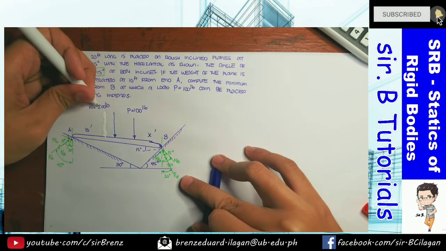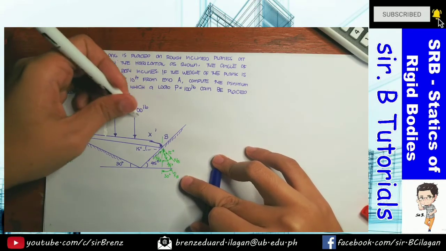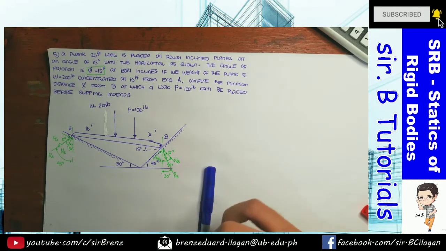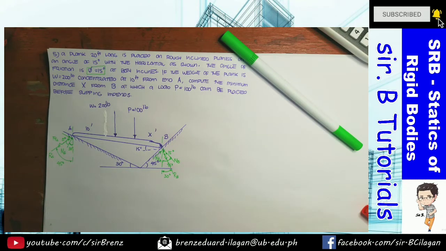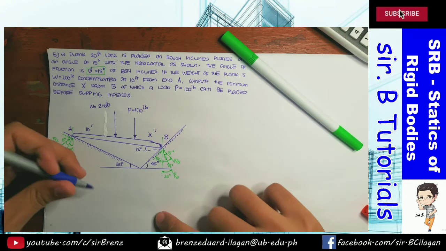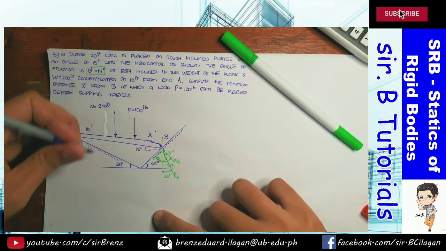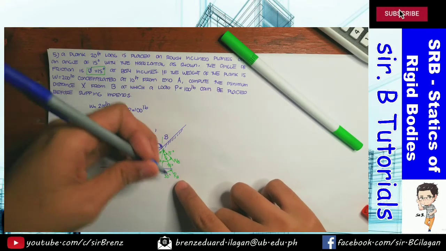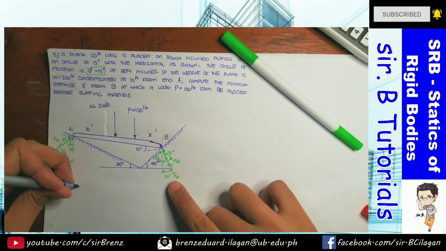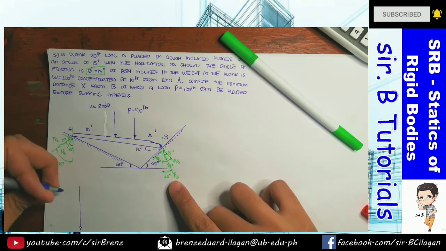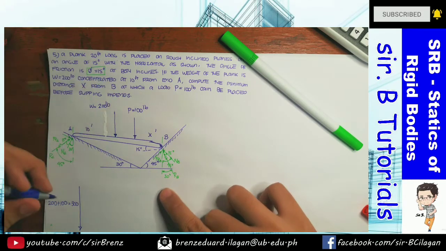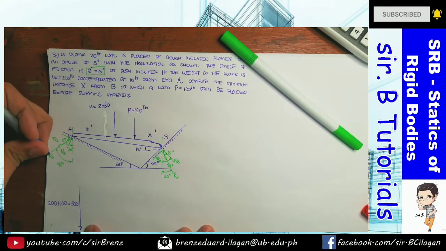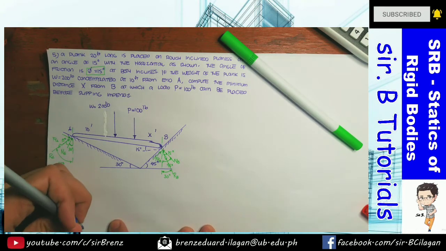And next, etong dalawa, pwede natin siyang pagsamahin para maging 300 pound siya, which is acting downward. So kapag gumawa ka ng force diagram mo, considering these all forces, itong RA, RB, at saka itong 200 and 100. So ito, you have here, 200 plus 100. So this is equals to 300, which is acting downward. And then, i-connect mo sunod is ito na lang, si RA.